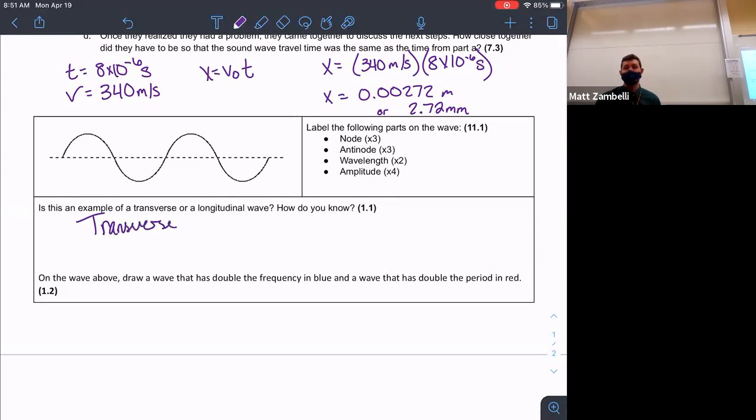All right, and how do we know it's that kind of wave? How do we know it's not longitudinal? How do we know it's transverse? It's going up and down. Awesome. The wave moves up and down. So it's showing us that as we're moving up and down and the wave itself is moving to the right, we have those perpendicular waves to our motion, which means we have a transverse wave.